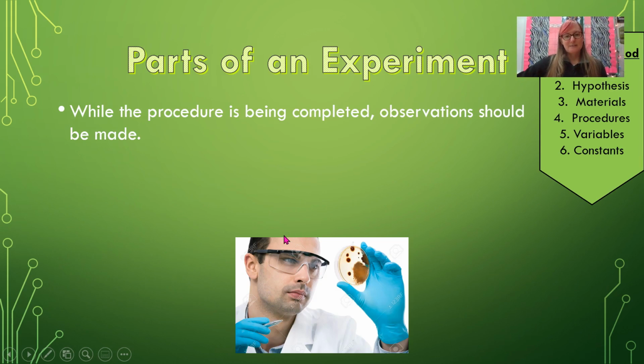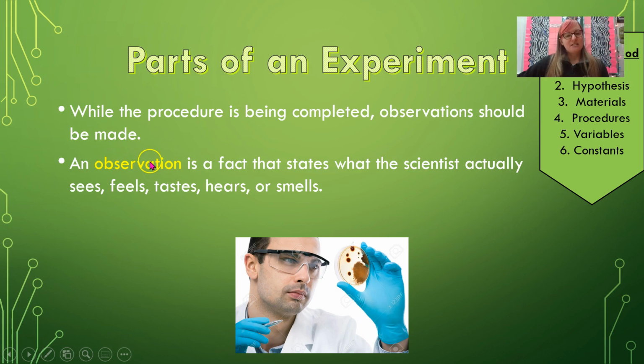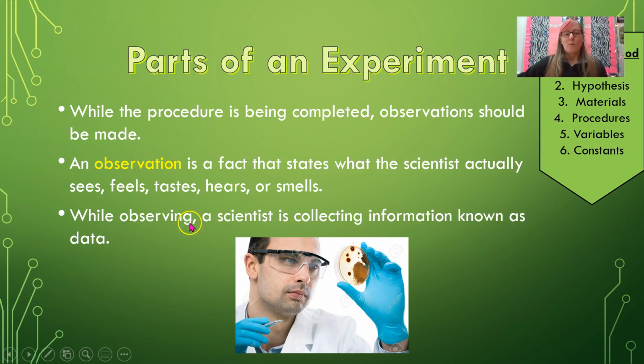After we set up our experiment and we identify all of our variables, our constants, and our procedures, we are going to be making observations. Now, an observation is a fact that states what the scientist actually sees, feels, tastes, hears, or smells. So these are facts and not opinions. While observing, a scientist is going to collect the information, which is known as data.